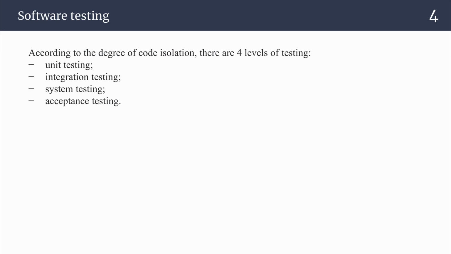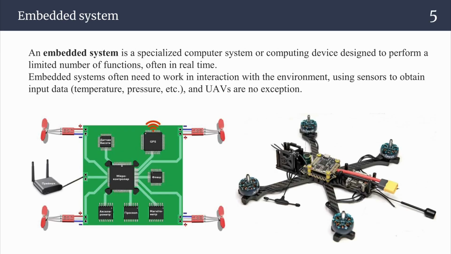According to the degree of code isolation, there are four levels of testing: unit testing, integration testing, system testing, and acceptance testing. However, we have software being developed not for a computer, but for an embedded system. An embedded system is a specialized computer system or computing device designed to perform a limited number of functions, often in real time. Embedded systems often need to work in interaction with the environment, using sensors to obtain input data, temperature, pressure, etc. And UAVs are no exception.